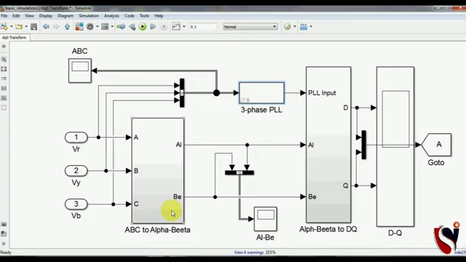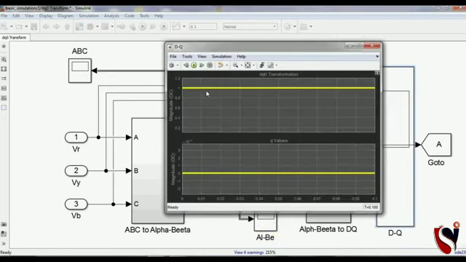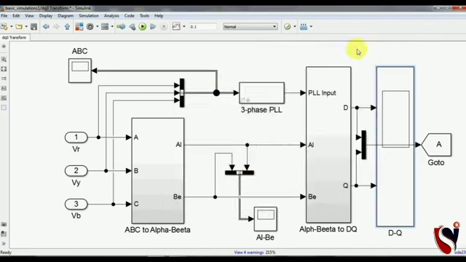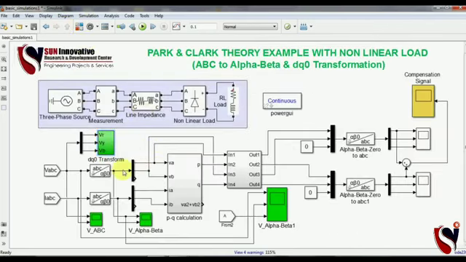Now let me show you the DQ values. As I told you, it converts into DC power, so it shows me the 1 and 0 values like this. So after all, this is the whole transformation of ABC to alpha beta and DQ0, which helps you to design the active power filter and many more devices like FACTS and UPQC.